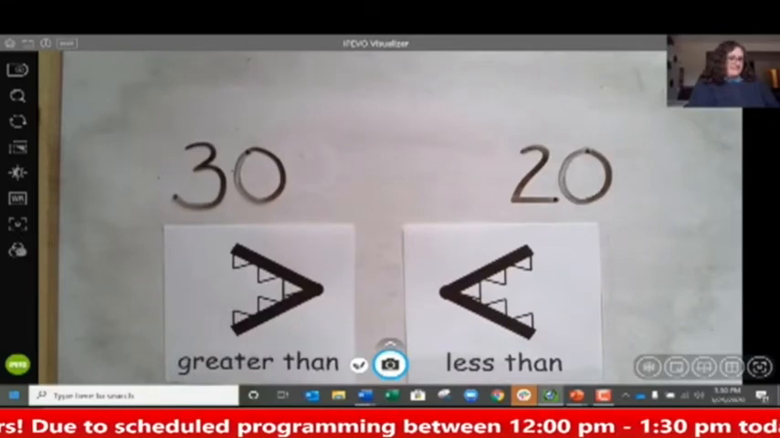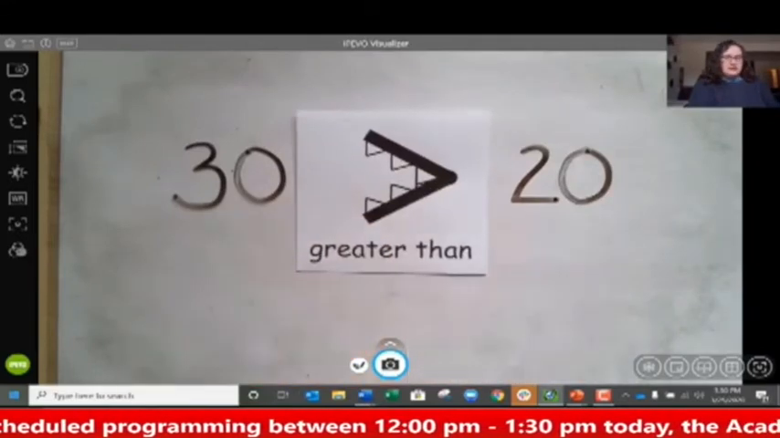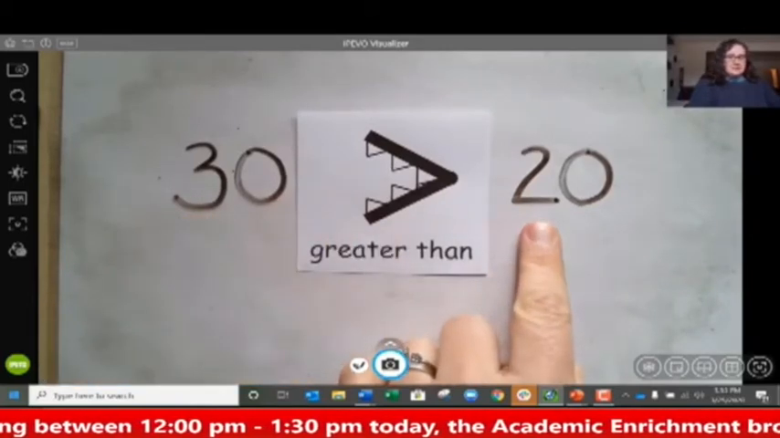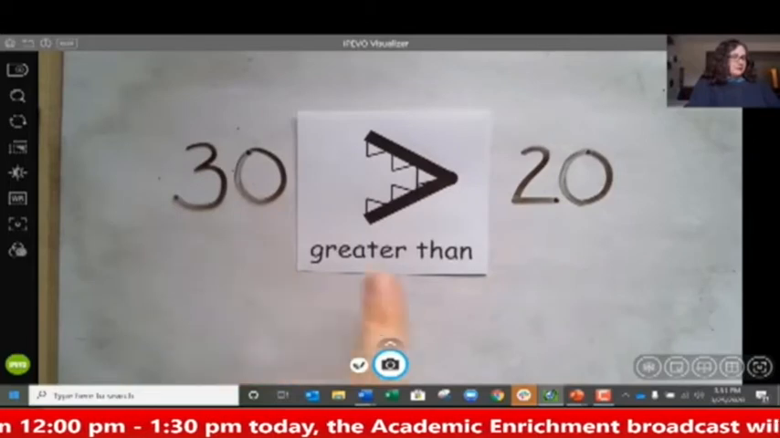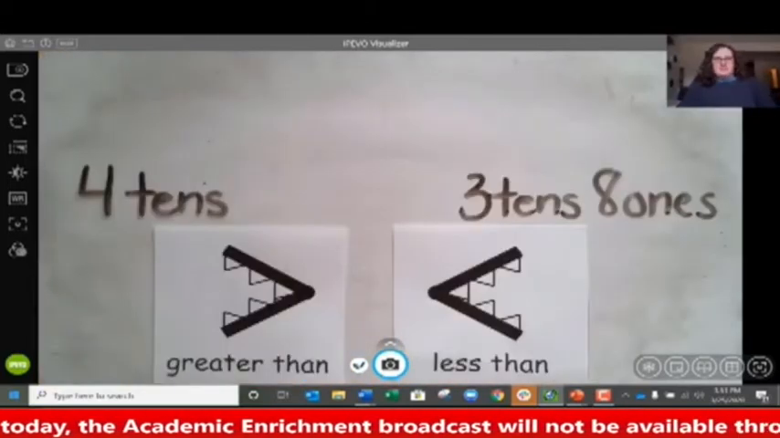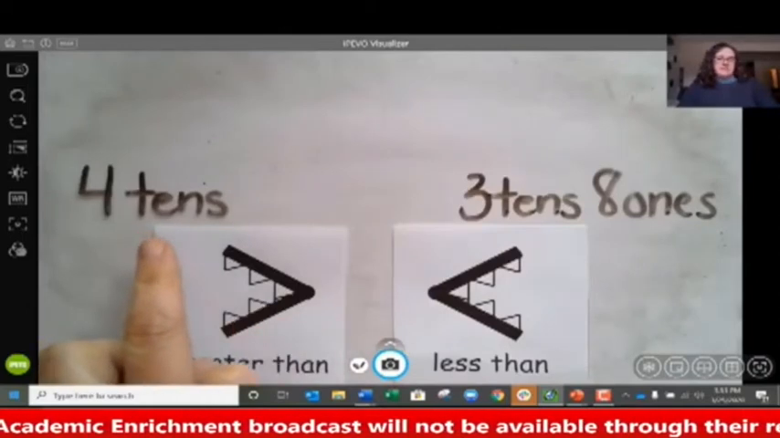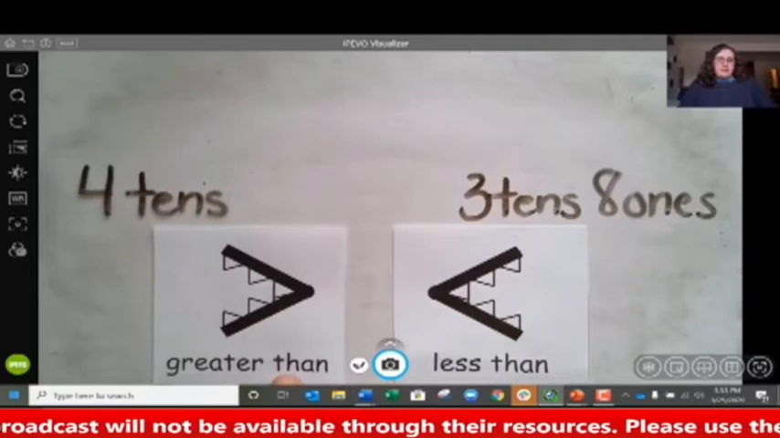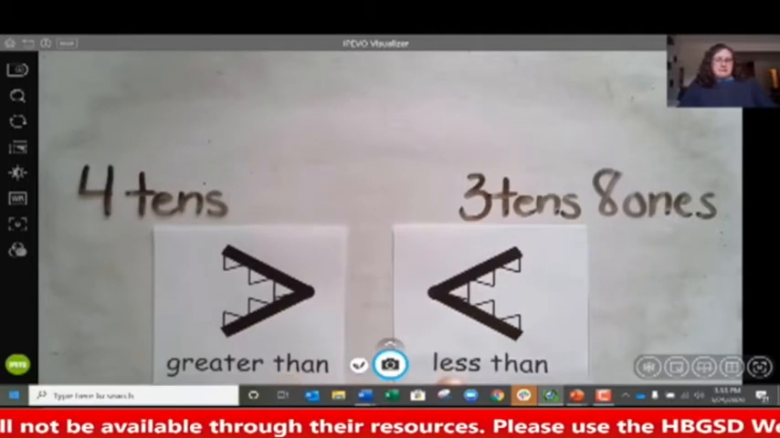Did you say greater than? 30 has 3 tens, 20 has 2 tens. That means 30 is greater than 20. This time, let's compare 4 tens and 3 tens, 8 ones. What would you put in the middle? Greater than or less than?